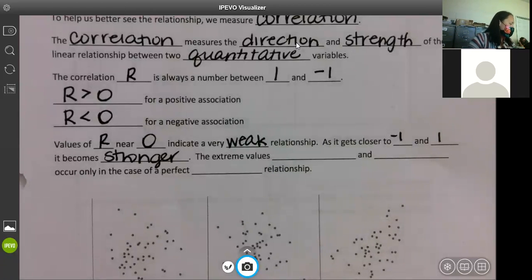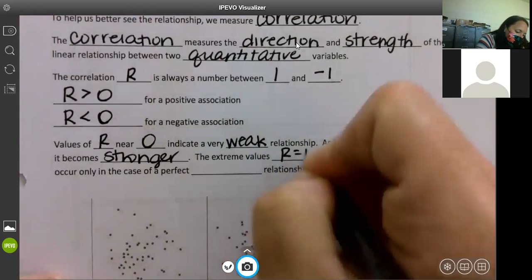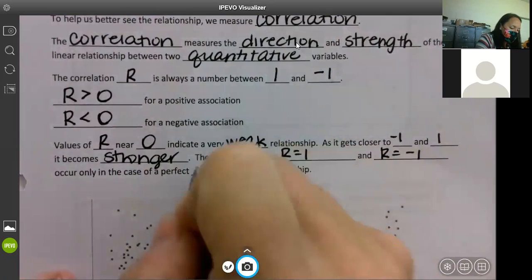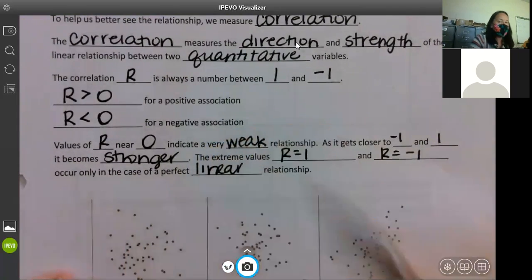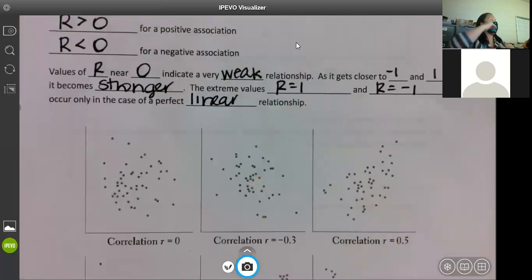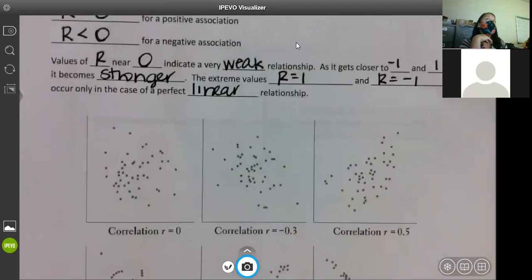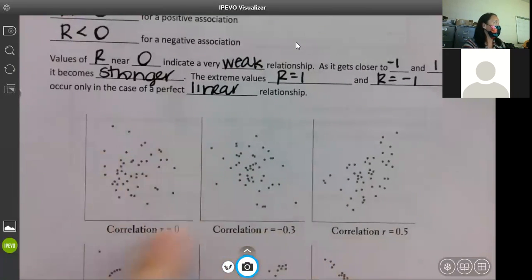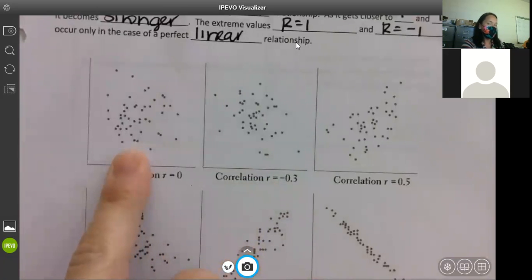All right, the extreme values, R equals 1 and R equals -1, occur only in the case of a perfect linear relationship. That means all of the scatter plot dots are on the line of best fit. And then it gives you some examples. So this does not look like any form at all. It's just a big blob of dots. Everybody understand that? Okay. So the correlation is 0. There is no correlation in this because there is no pattern.